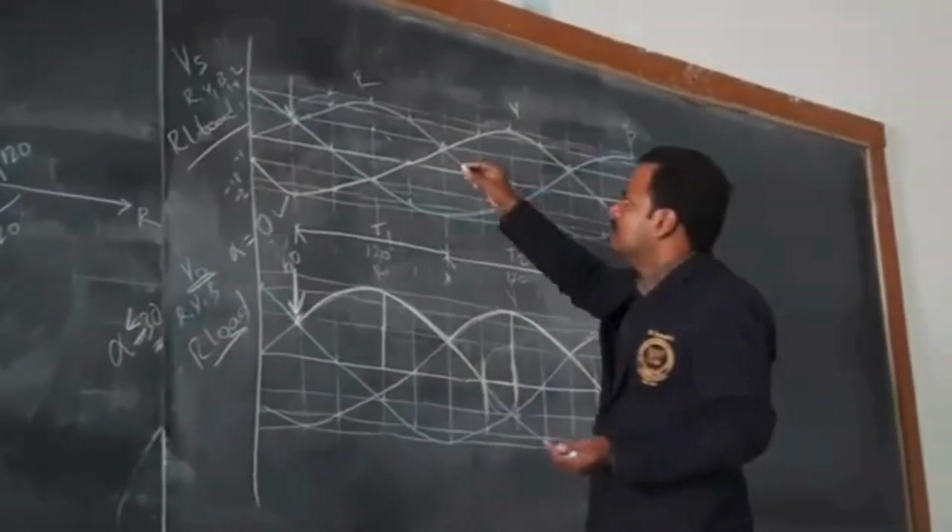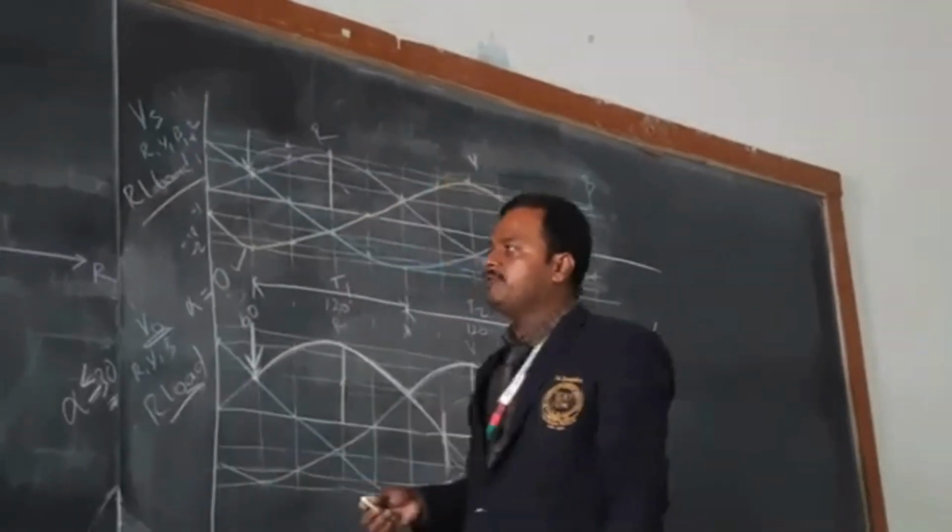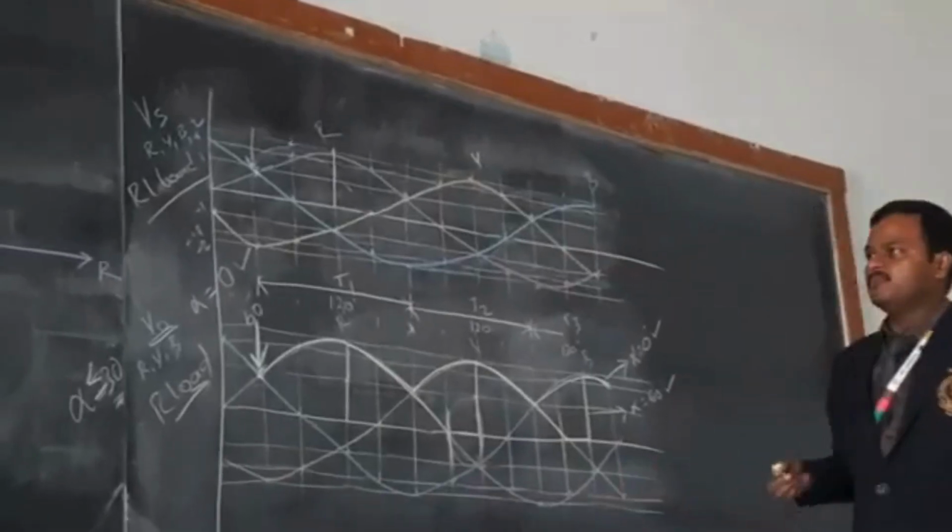That is alpha. Each thyristor will conduct up to 120 degree. T1 is now fired by us. That is more positive.